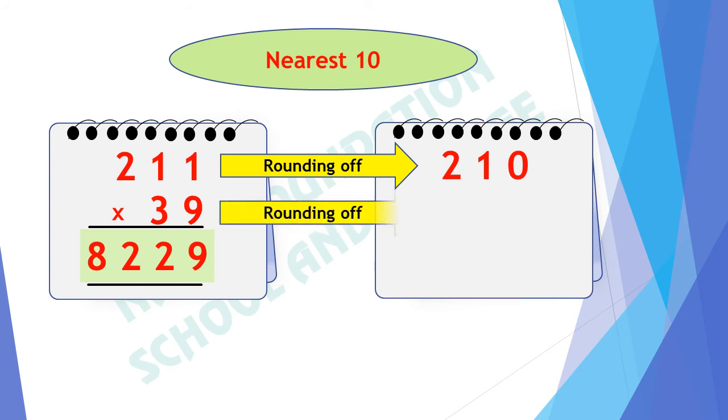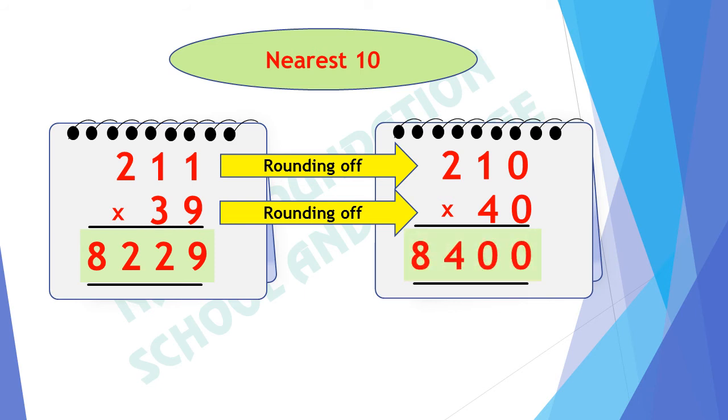If we want to round off this number 39, we will consider the digit in units place. In units place there is 9 and 9 is greater than 5. It means we will round the digit up. Instead of 3 we will write 4, and in place of 9 we will place 0. It will become 40. Now if we multiply 210 and 40, we get the answer 8400.